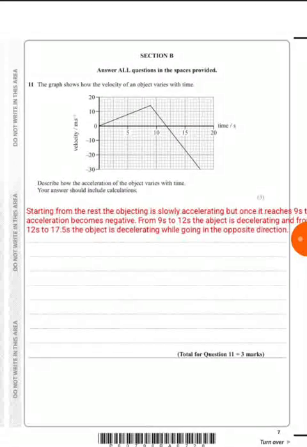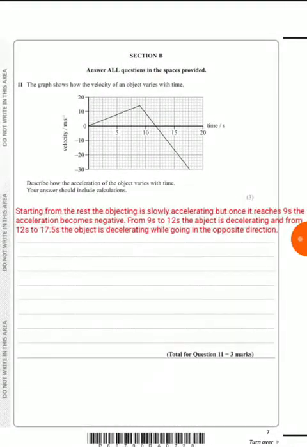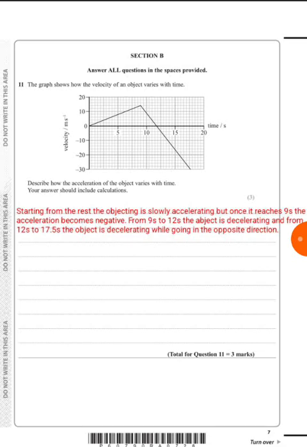Okay, section B. Now we have come to section B of the paper. Question number 11. The graph shows how the velocity of an object varies with time. Describe how the acceleration of the object varies with time. Your answer should include calculations.